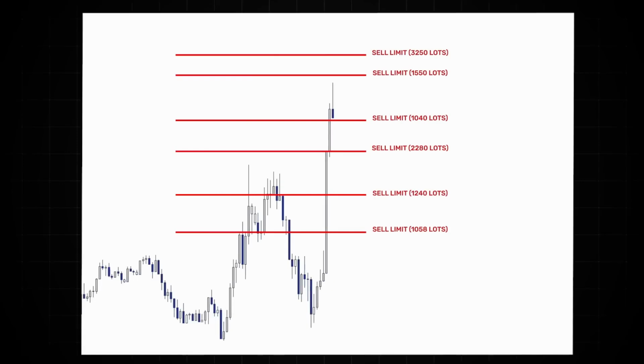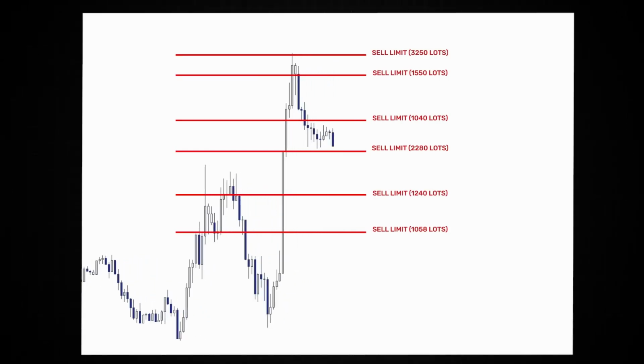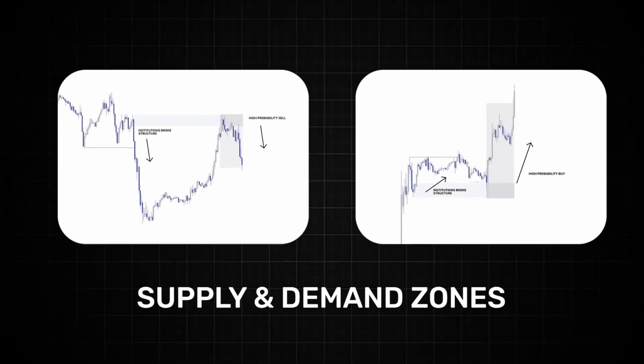Now, we have seen how these zones are being formed and how these massive pushes are happening in the market. How can we now identify them on our chart? That's where supply and demand zones come into the picture, which is actually the main topic. Now, how do we identify these zones?